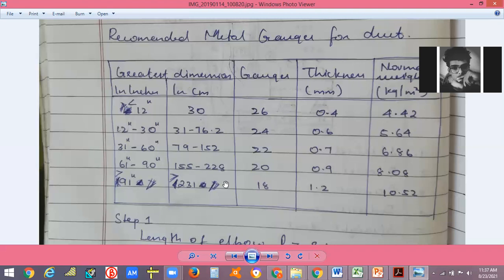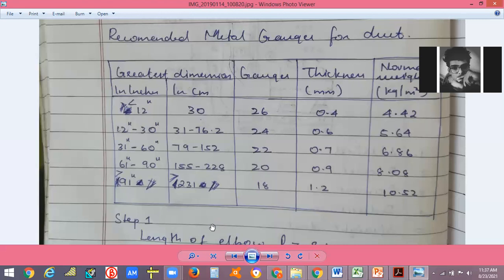So when you are designing a project, there will be different sizes of ducts: 500 to 300, 600 into 400, 1000 into 800. When you are coming to BOQ, bill of quantity or estimation and costing, you have to see the dimensions which come under this range, and you have to choose the gauge also.